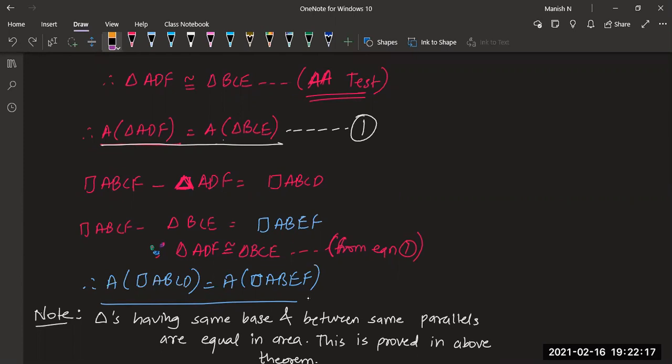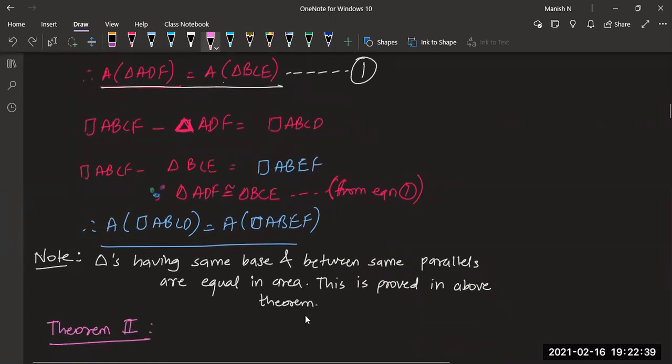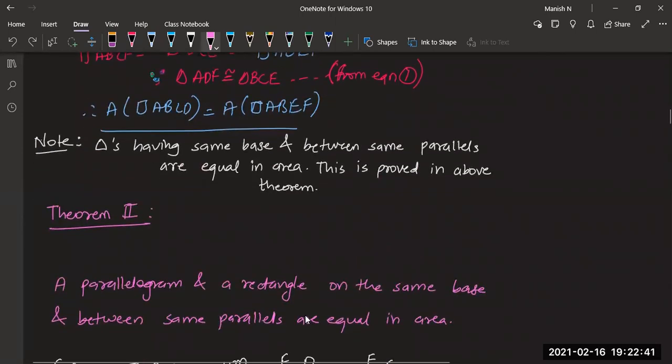In this theorem, we have also proved that triangles having the same base and between the same parallels are equal in area, right? Because triangles between the same base and the same parallels are also equal, right? So this is a very important theorem. Now let's see another theorem.